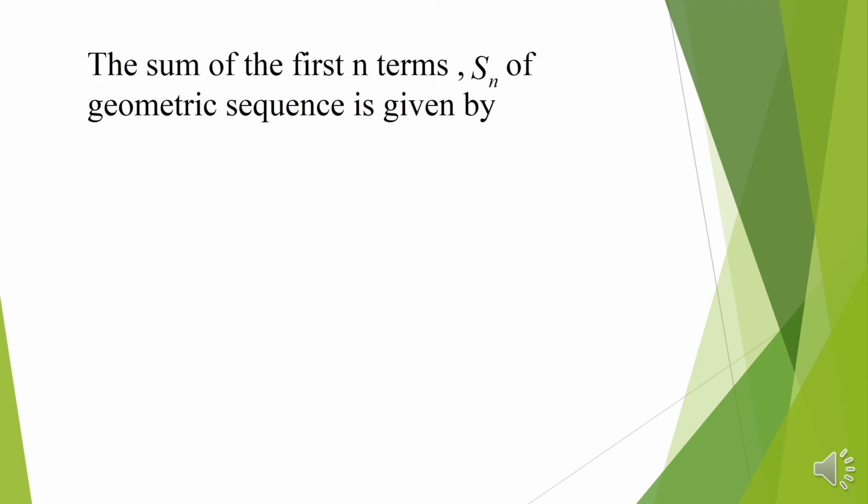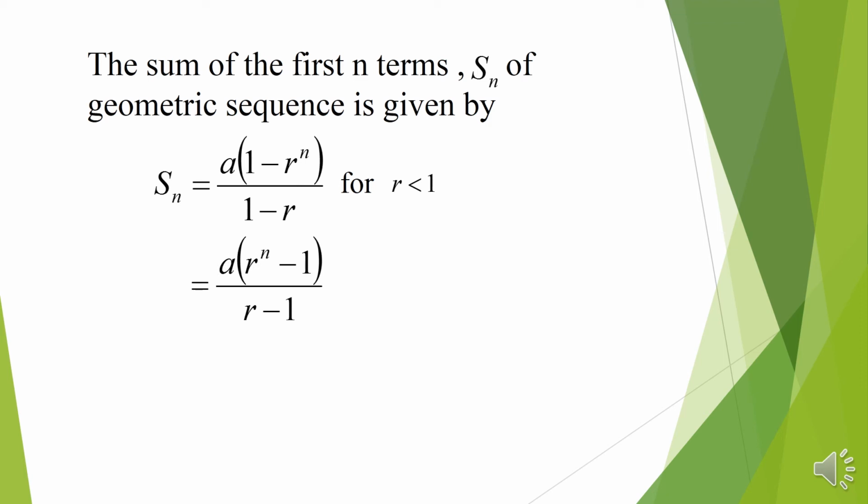So let us move on to the sum of the first n terms, Sn, of the geometric sequence, which is given by the formula Sn equal to a times (1 - r^n) over (1 - r) for r less than 1, or equal to a(r^n - 1) over (r - 1) for r greater than 1.